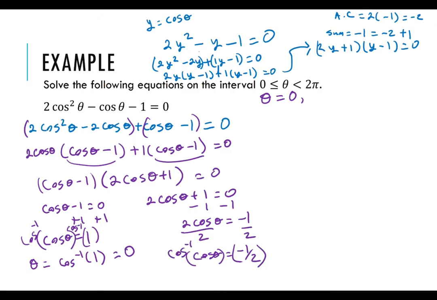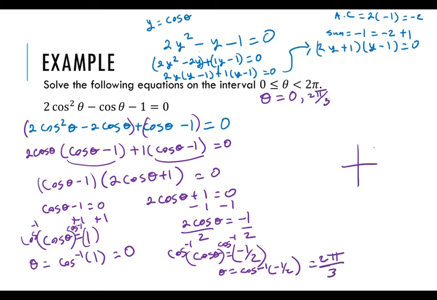Cosine inverse of cosine theta, cosine inverse of negative 1/2. That's going to give me theta is equal to cosine inverse of negative 1/2. But for cosine inverse of negative 1/2, remember your range restrictions for cosine inverse. That puts us in the second quadrant. And so the x value is negative 1/2 at 2 pi thirds. But that's only one of our solutions.